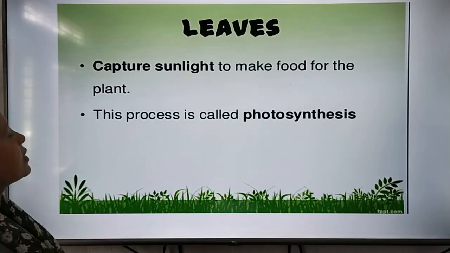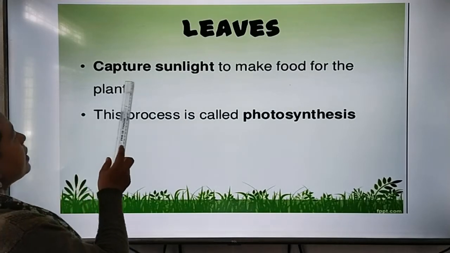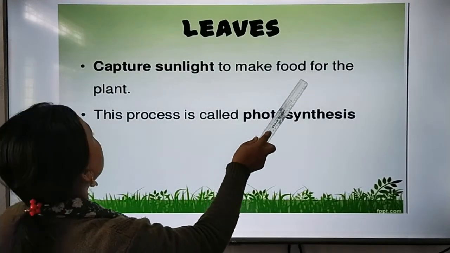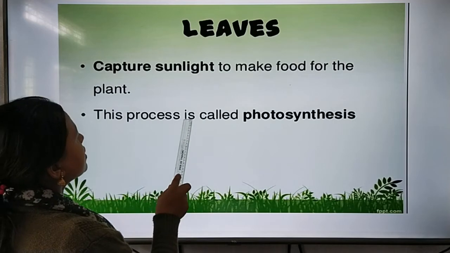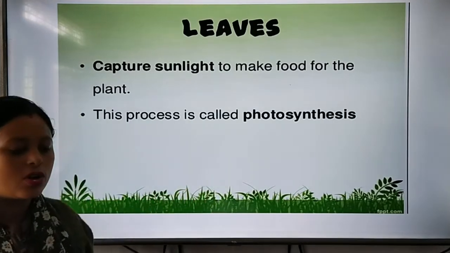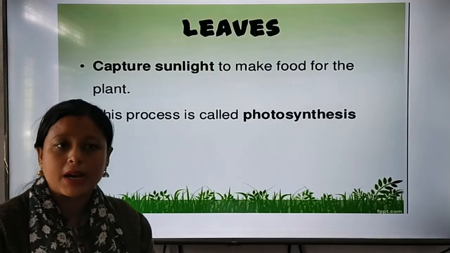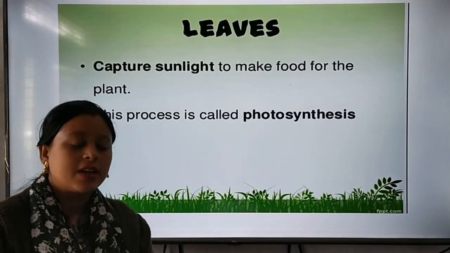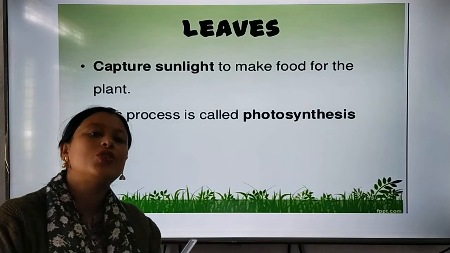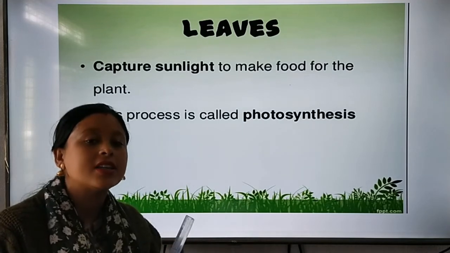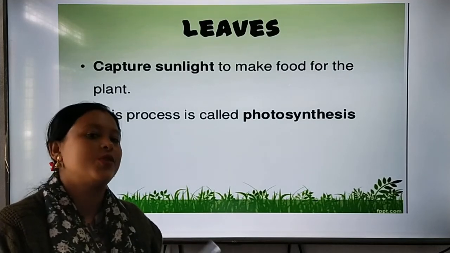Now next one is leaves. Leaves capture sunlight to make food for the plant. This process is called photosynthesis. So children, leaves are a part of the plant. You know that plants also need food to live, isn't it? Like us, plants also need food to live.